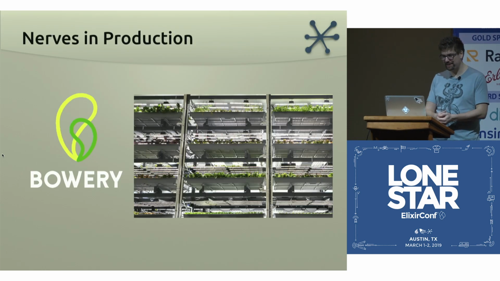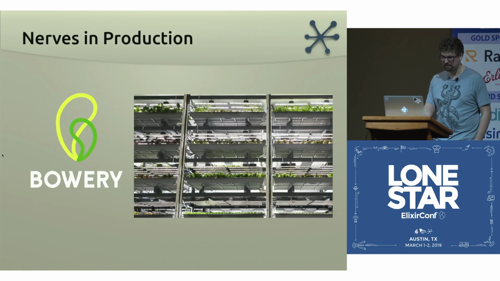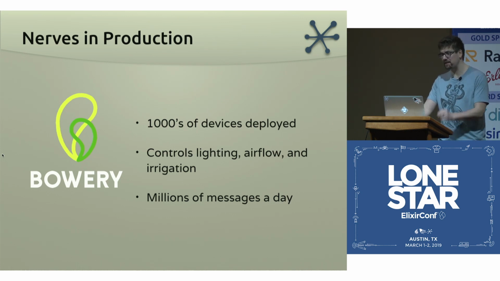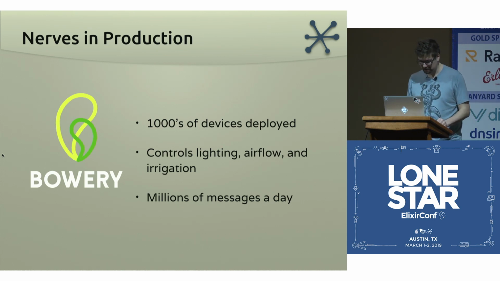So from there, we also have Bowery. Bowery is a vertical farming company, and they have 2 farms located just outside New York City in Kearny, New Jersey. What they do is control thousands of devices deployed with Nerves. That controls lighting, airflow, and irrigation systems for their hydroponic vertical farms. They send millions of messages a day through this, and they're loving the platform for the throughput capabilities and for the resilience of being deployed as, like I was just saying, immutable read-only.